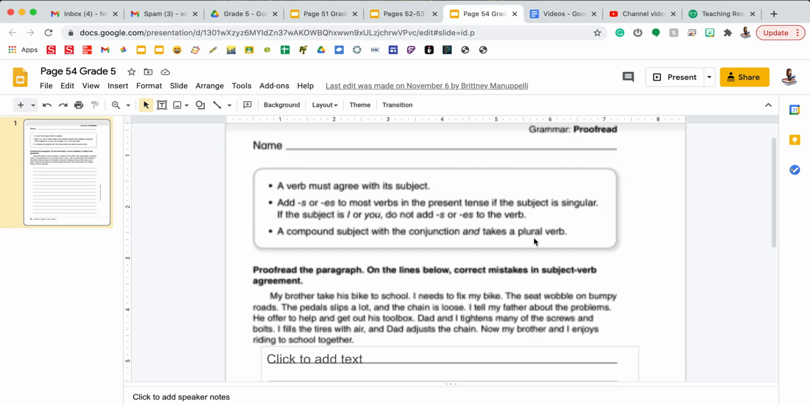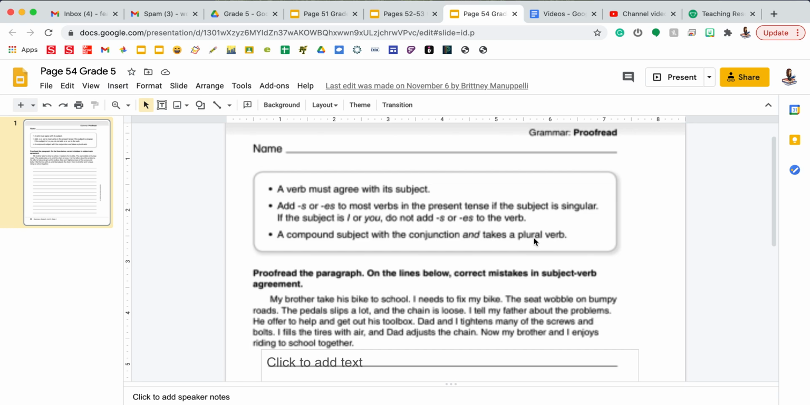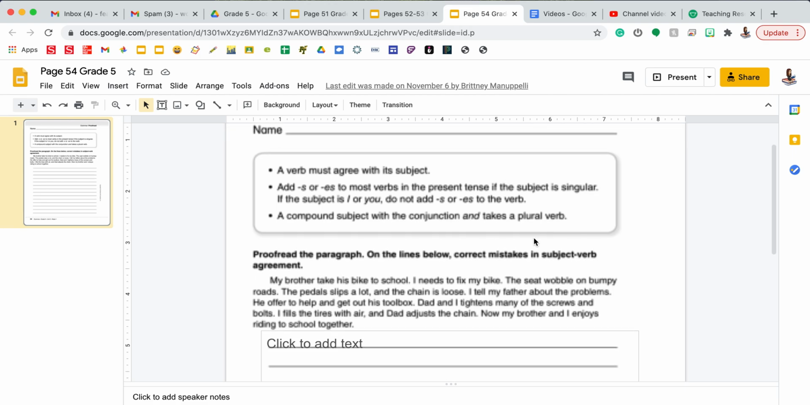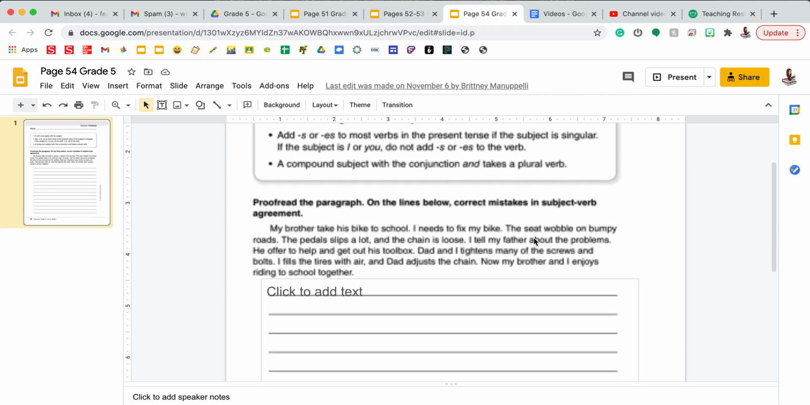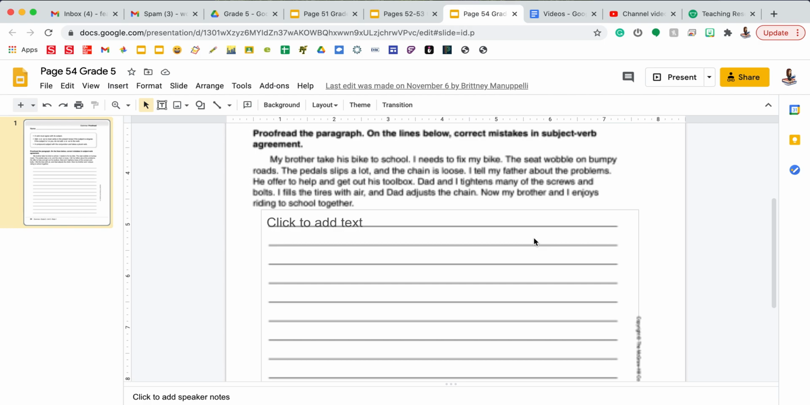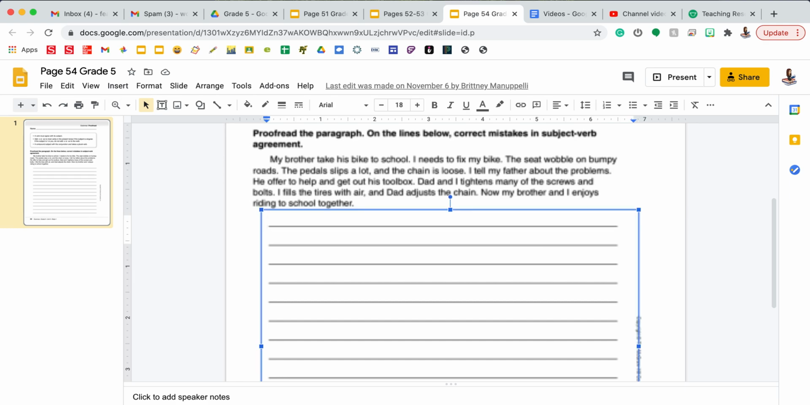Your last page, page 54, is assigned and due on Thursday. This is your proofreading page. The box at the top goes over the directions from the previous pages, and the directions state to proofread the paragraph. On the lines below, correct mistakes in subject-verb agreement. Let's look at the first two sentences together. My brother take his bike to school. Because brother is singular, take, the verb, must have an s at the end.